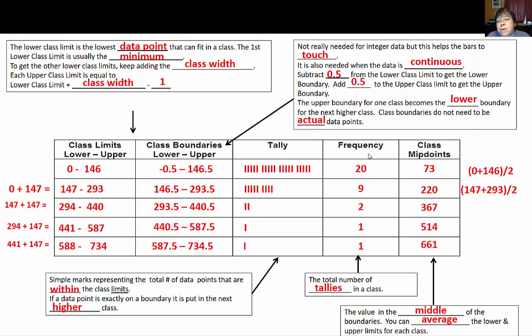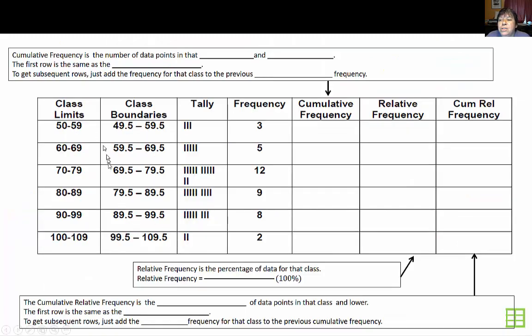But there's other types of frequencies. So now I'm going to show you a different set of data. This is data that I've already counted. I've already got the tally, so you don't have to wonder where those numbers are coming from. They came from somewhere. So a cumulative frequency table is a number of data points in that class and lower.